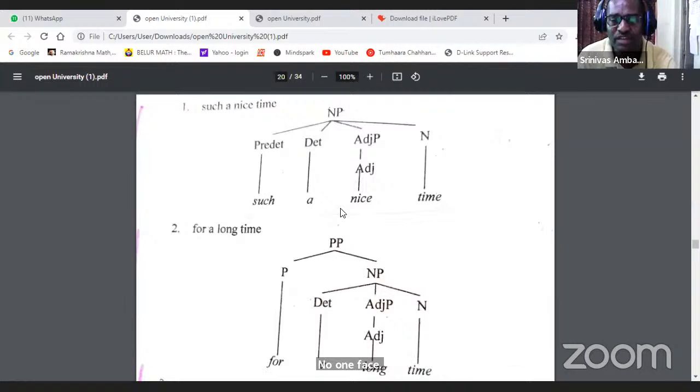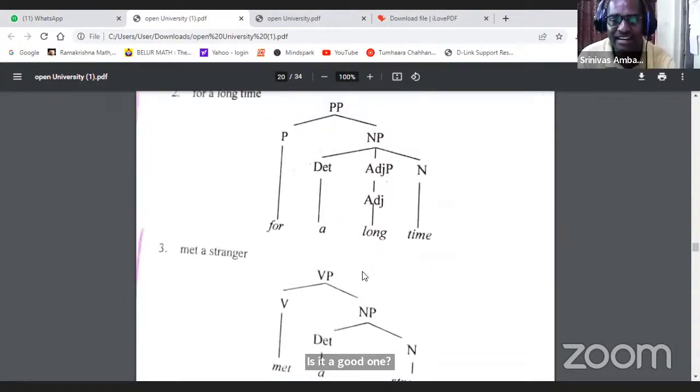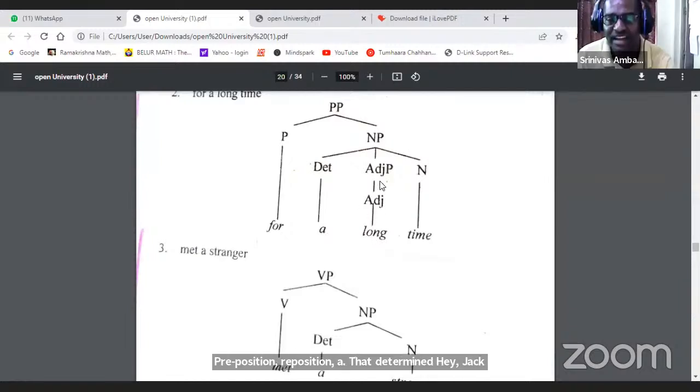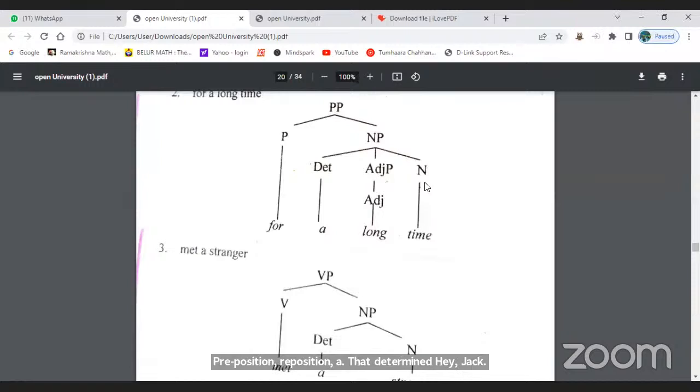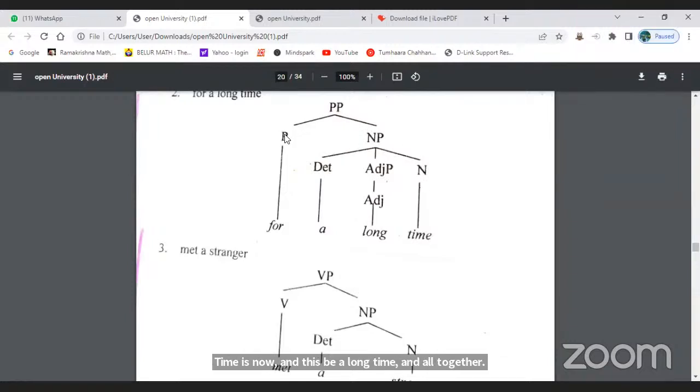Now, next one. Read this: for a long time. For is a preposition. A is a determiner. Long is an adjective. Time is a noun. We don't have a verb here, so a long time is a noun phrase. And preposition plus noun phrase together is again a prepositional phrase.